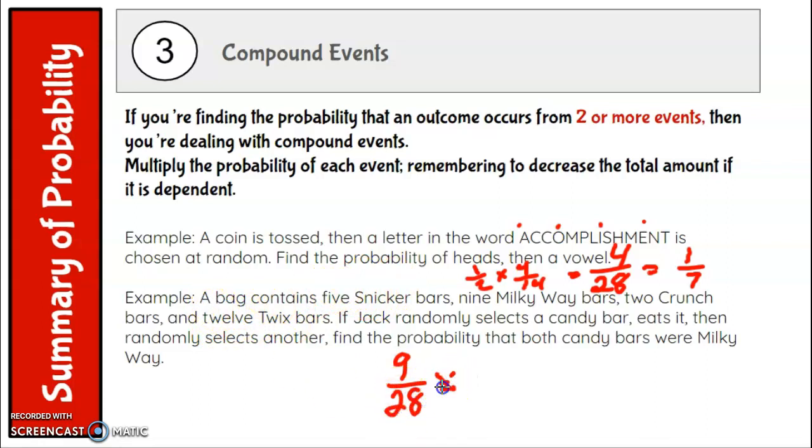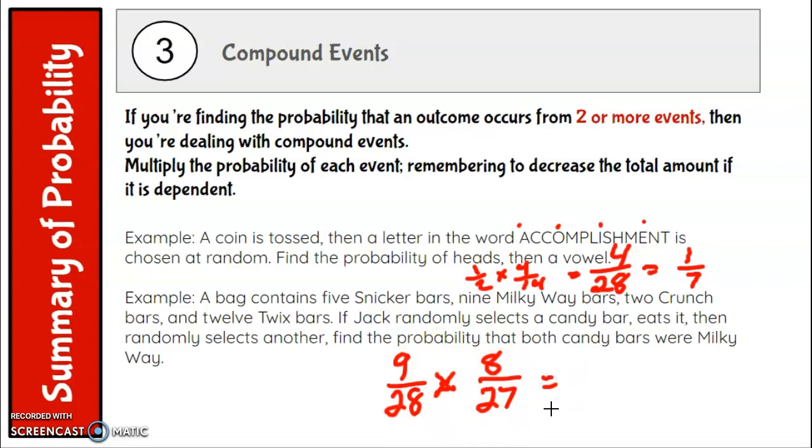So it's not add, it's multiply. He ate 1, so now there's only 8 Milky Ways left and 27 total. We always assume that he was successful when we're counting our outcomes. So he actually got that Milky Way the first time. So there's only 8 left, and then there's only 27 total bars. And then you would just multiply those together.